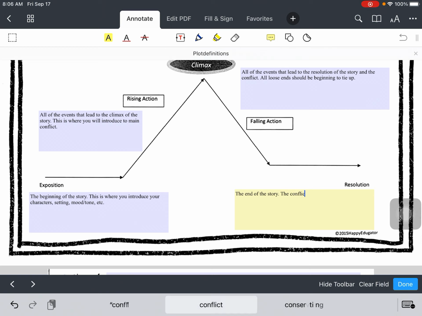The problems or the conflict should be resolved, and all problems, or all loose ends really, should be tied up. The reader should not have any questions if you have properly resolved your conflict.